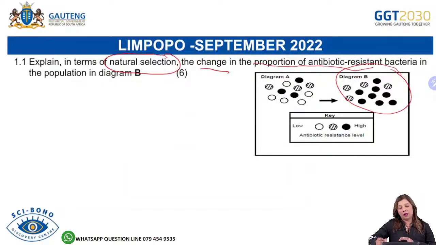So this is natural selection, as we said. We know that when it comes to natural selection, we need to let the examiner know that there was variety. We need to talk about the characteristics. So if there are 2 characteristics we're talking about, susceptible bacteria and resistant bacteria, we can't only talk about one. We must talk about susceptible bacteria and explain what happens to susceptible bacteria. And then we must talk about resistant bacteria and what happens to them. And then at the end, what is the conclusion? What happens at the end of the picture? Okay? So with that at the back of your mind, let's look at the answer.